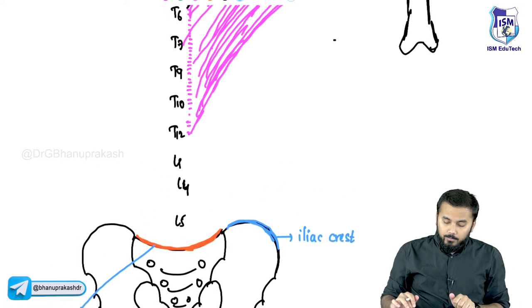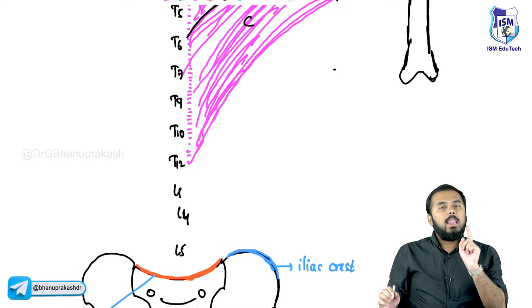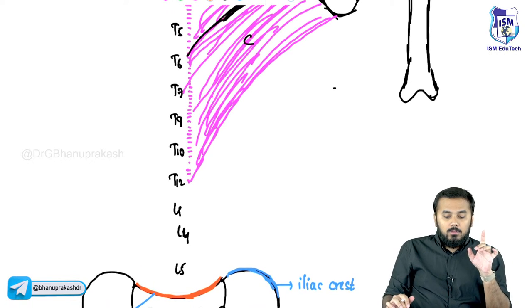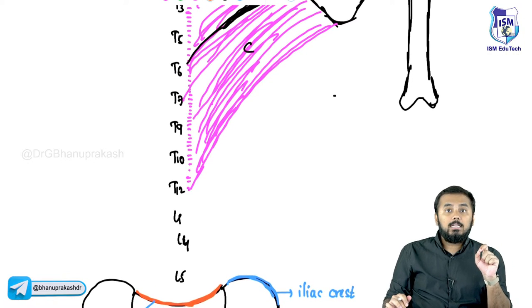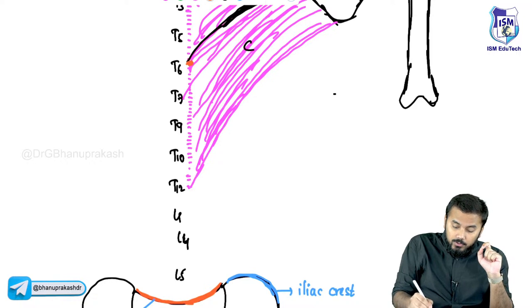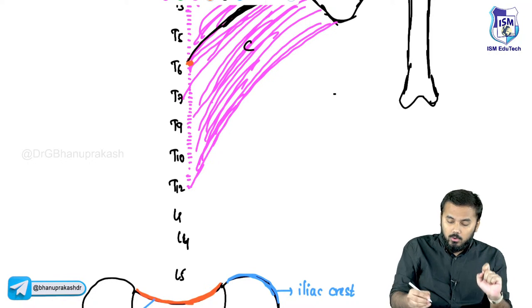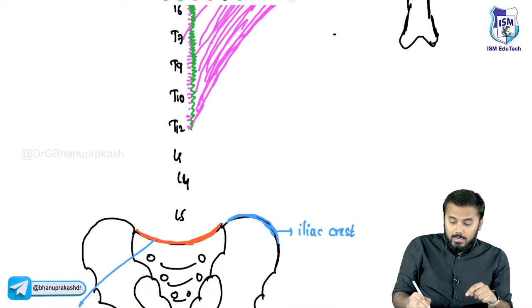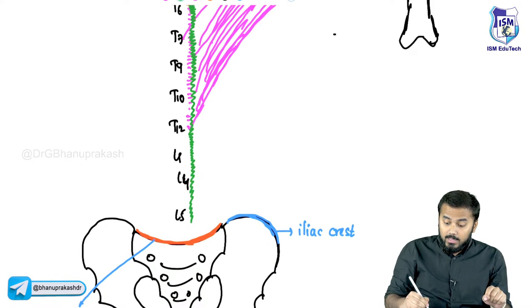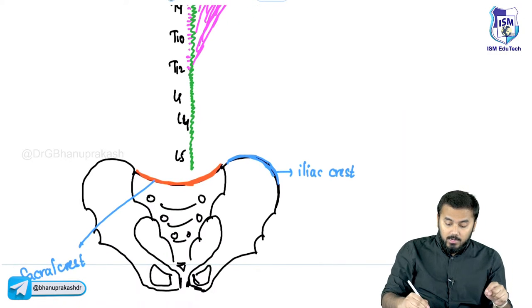Now just look at the latissimus dorsi muscle. From where does latissimus dorsi originate? Latissimus dorsi originates from the thoracic 6 vertebra. I'll draw it with green. So from T6, T7, then T9, T10, T12, and after that we have lumbar vertebrae like L1, L2, L3, L4, L5 and so on. And it is also originating from which part of the bone now, tell me?